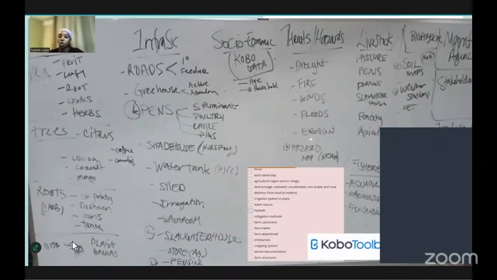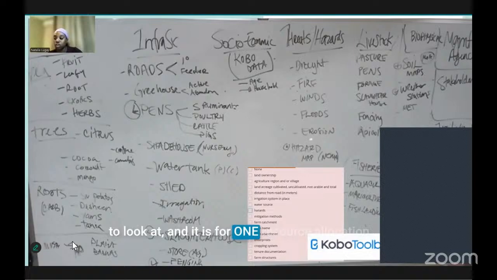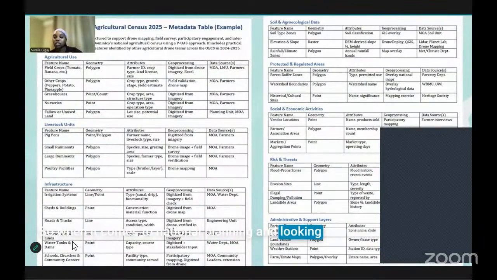Why did we have to do an agriculture census, or what is the importance? There are really a few important things that we have to look at, and it is, for one, resource allocation. So when it comes to national planning and looking at what communities require, what infrastructure, where do we add money, where are the opportunities for investment, where are the high risk areas. It also helps us to support climate adaptation.